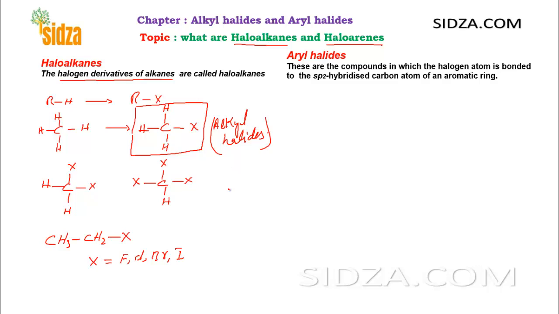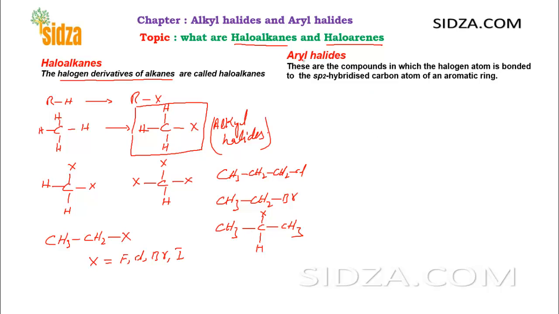So that means we can have different examples of alkyl halides. Suppose we got CH3-CH2-CH2-Cl, or you can have CH3-CH2-Br. This is the alkyl halide. You can have a CH3-CH with the halogen atom attached to it, and then a CH3. This is also an alkyl halide. So these are the monohalogen derivatives which are called alkyl halides.